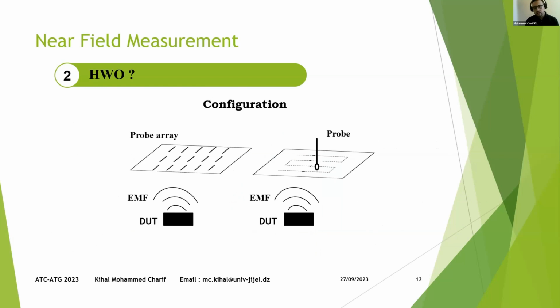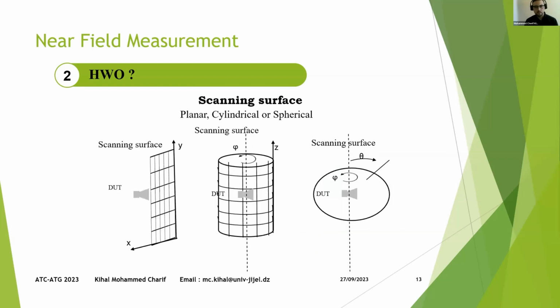By configuration, there are two variants: a single probe controlled by a precise positioning system and a planar array scanning system. According to the scanning surface, three types of near field measurements exist: planar, cylindrical, and spherical configuration. Planar scanning is easy to implement, and its hardware and software requirements are relatively simple, which leads to high feasibility and reliability.